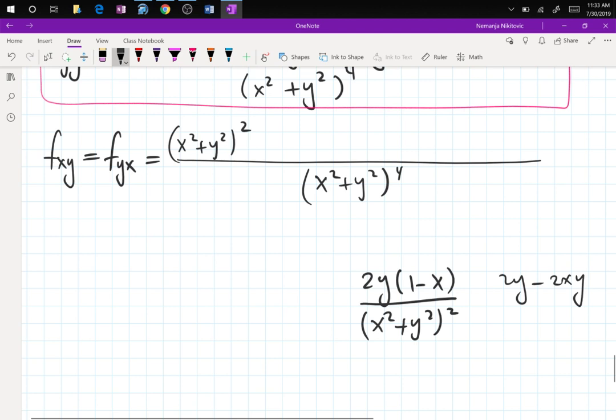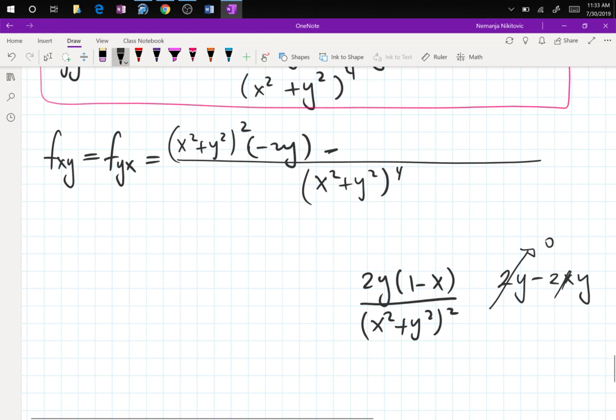When you expand this, you get 2y minus 2xy. You're taking the derivative with respect to x, the x will go away, you have negative 2y. I had it right.